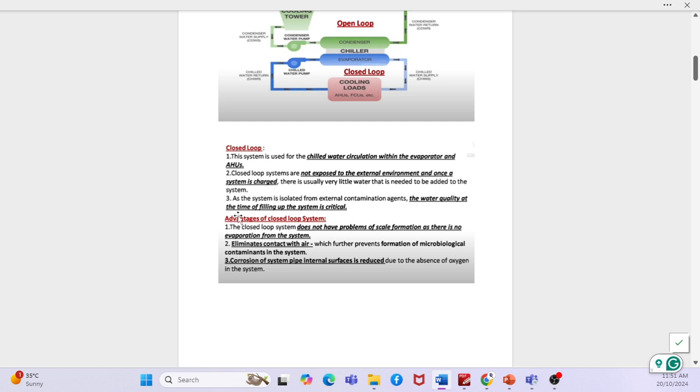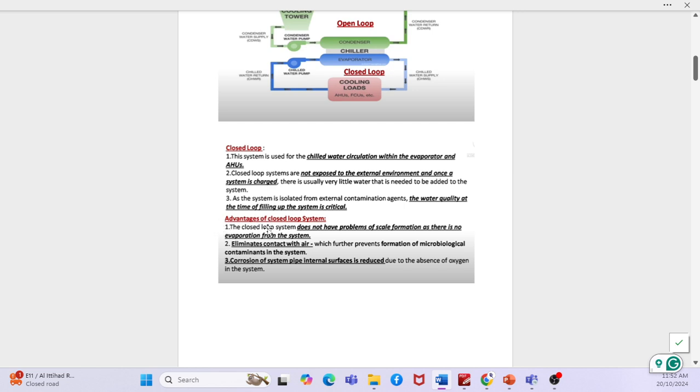Okay, as the system is isolated from external contaminating agents, the water quality at the time of filling of the system is critical, because you are adding water which is not treated water, right? You are adding fresh water from the domestic pipeline. Okay, so when you add the water, the entire properties of the water will change. So you have to properly treat the water whenever you are adding fresh water.